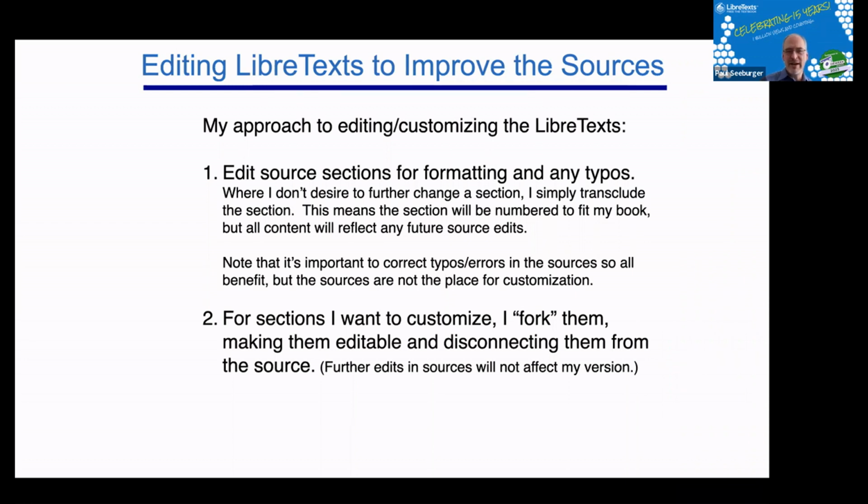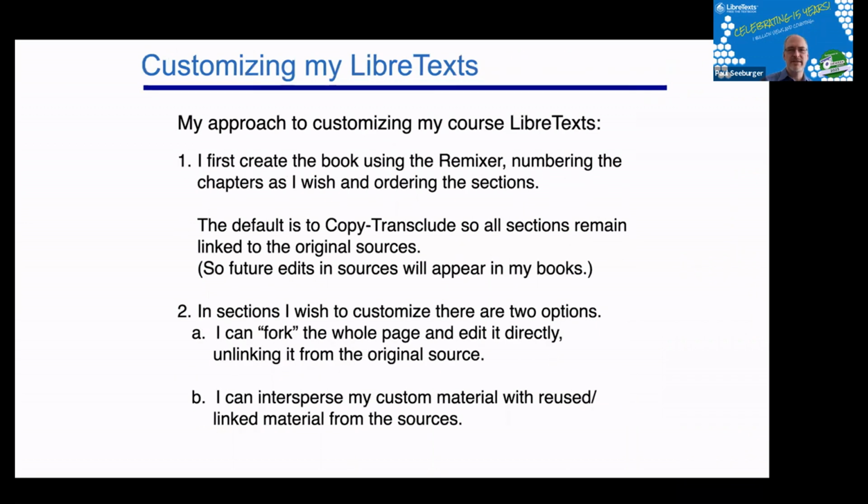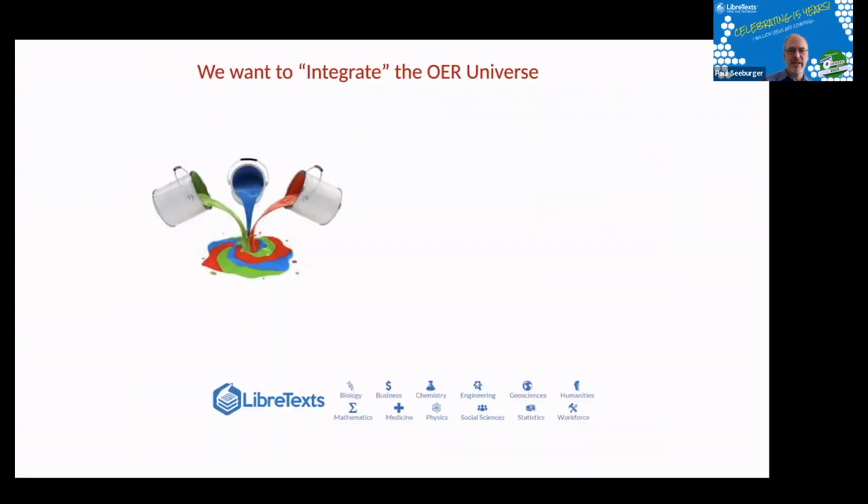But once I do that, if I find a page that I want to actually customize and not just fix a typo in the original source book, then I would fork that section and be able to adjust the wording and add my own content to it. I'm going to skip this page, I think, and this one too, basically talking about that already. Talked about the remixer already, showed you how it worked.